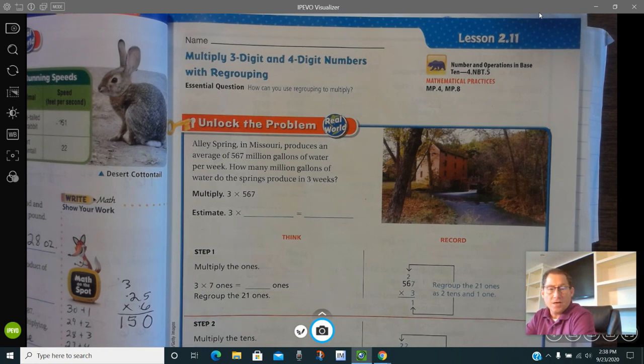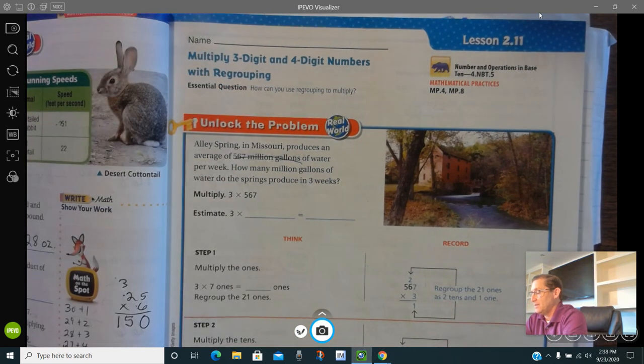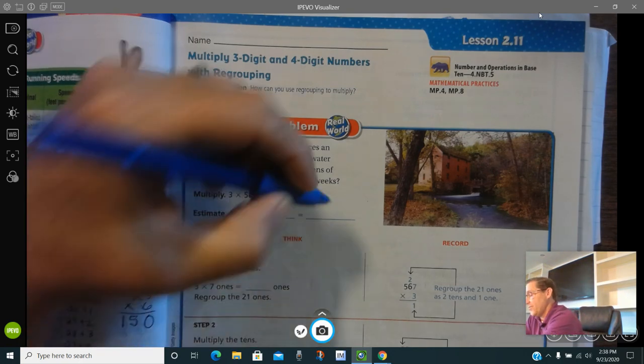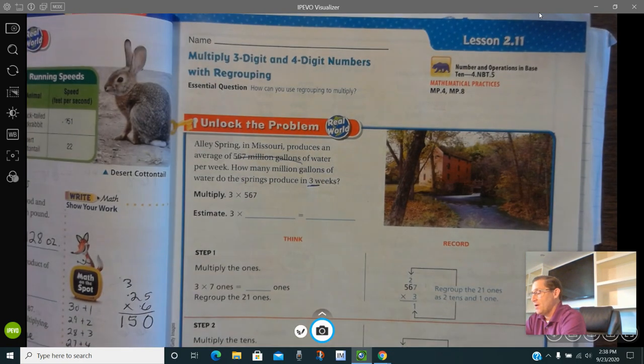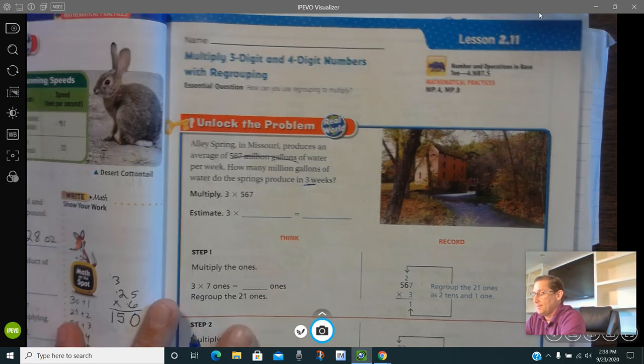So let's look at the Unlock the Problem. Alley Spring in Missouri produces an average of 567 million gallons of water per week. How many million gallons of water do the springs produce in 3 weeks? All right, so for 3 weeks, it produces 567 million gallons of water every week.